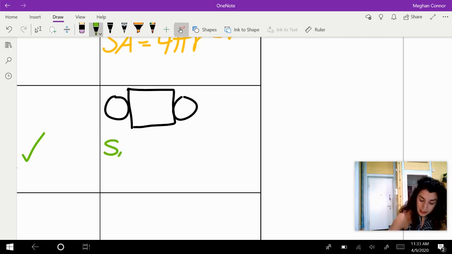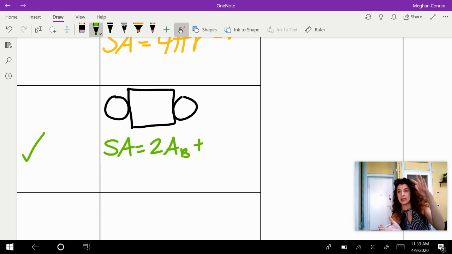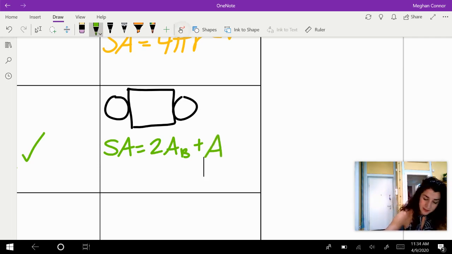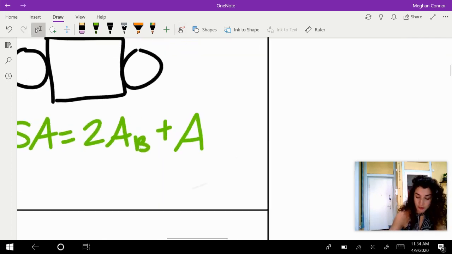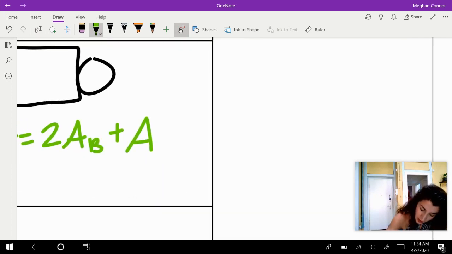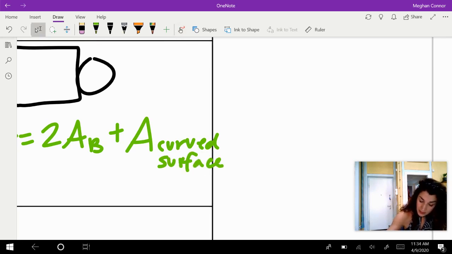Okay, so surface area is going to be 2 times the area of the base, keeping in mind that with prisms, you've got two bases and they are equal in size. And then you've got the area of the curved surface. Again, your formula packet calls it the curved surface. Now, this area of the curved surface of a cylinder is in your formula packet. It's in the very beginning of your formula packet as opposed to in the middle.